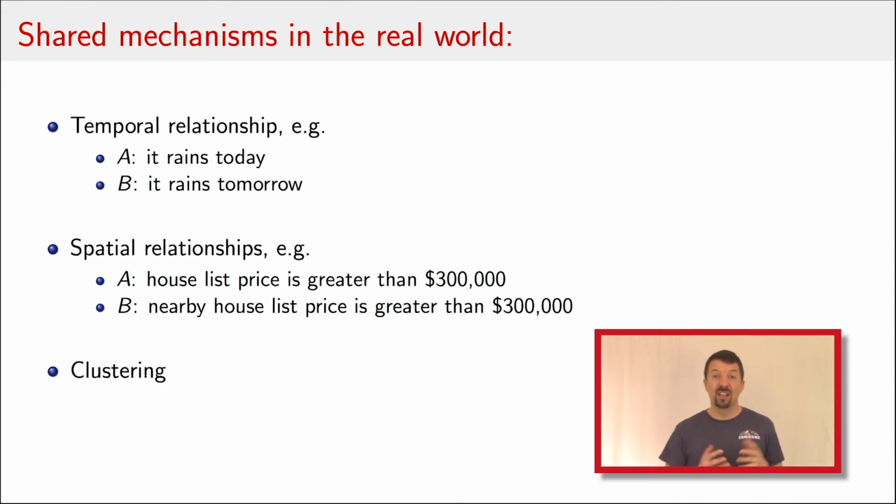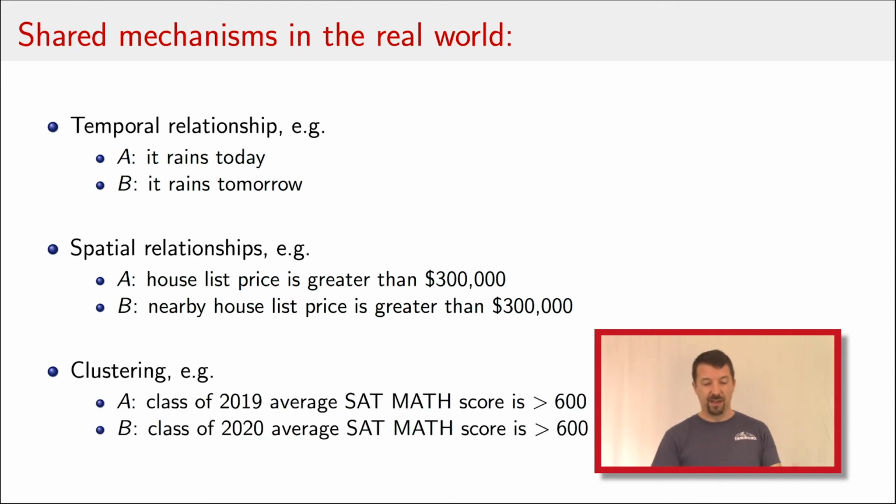The next example has to do with clustering. So here's my example. Let's suppose that a particular high school has a class in 2019 who had an average SAT math score greater than 600. And now what we're looking at for event B is whether or not the next year's class, that is the class of 2020, is going to have an average SAT math score above 600. And now there's some spatial aspects here because this is one school district, all the students are coming from some geographical area. There's probably also some temporal aspect because we're taking 2019 to 2020, but neither of those are probably the dominant piece that's at play here.